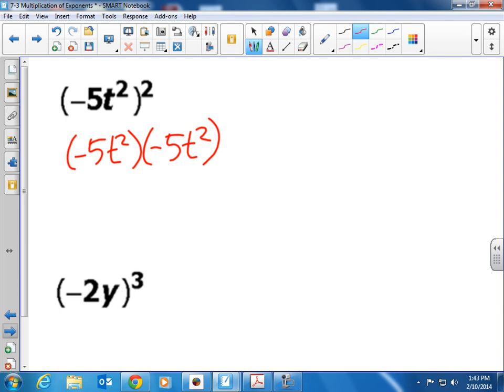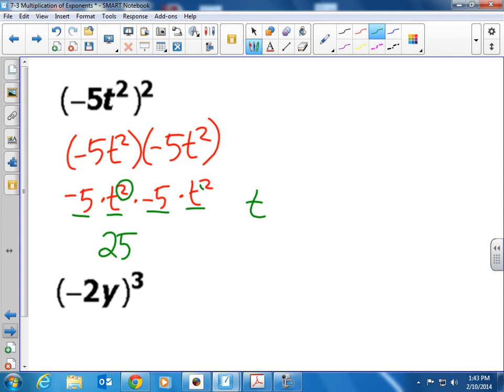Now, let's see what we get. I'm just multiplying, right? So I'm multiplying negative 5 times t squared times negative 5 times t squared. So let's multiply this stuff. Negative 5 times negative 5 is 25, and t squared times t squared. Okay, here's one of our rules, our very first rule. I have a base of t, and I have an exponent of 2 and an exponent of 2. My base is written out multiple times. So do we add the exponents or do we multiply them? We add them. So 2 plus 2 gives me 4. So there would be my answer.